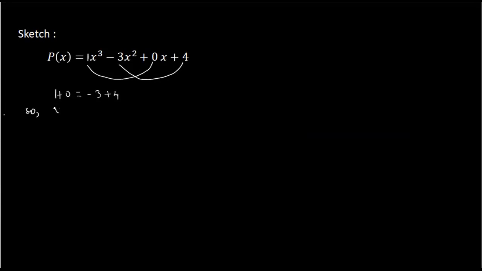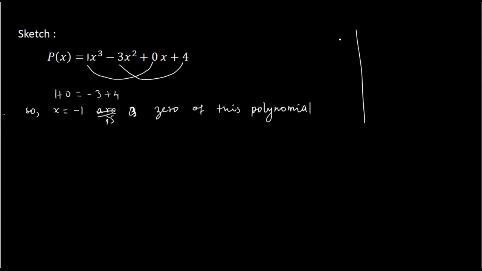So we can say that x equals -1 is a zero of this polynomial. In order to find the other zeros of the polynomial, let us use synthetic division. So for synthetic division, let us write all the coefficients. So 1, -3, 0, 4 are the coefficients. Now put x equals -1, because we know -1 is a zero of this polynomial.